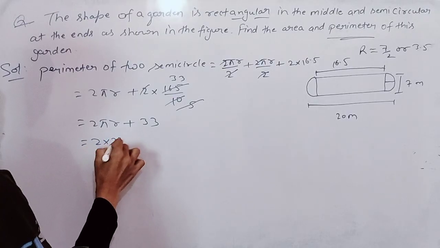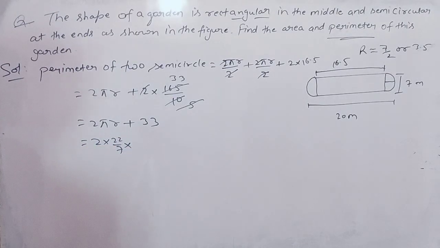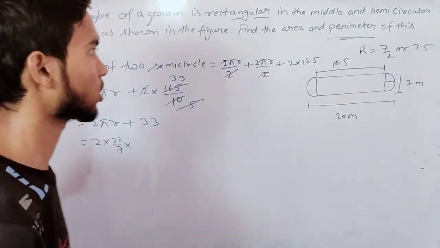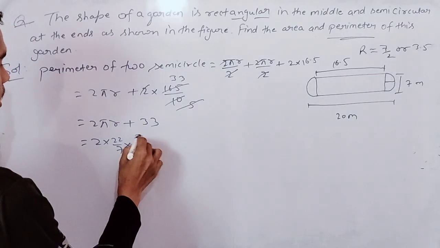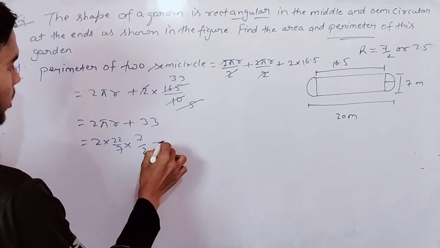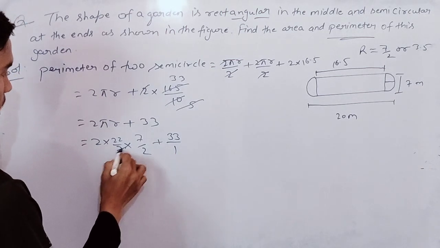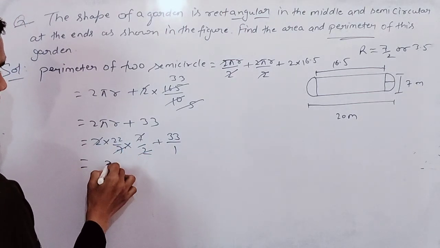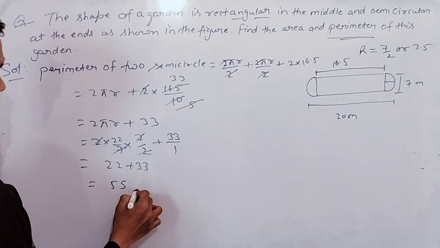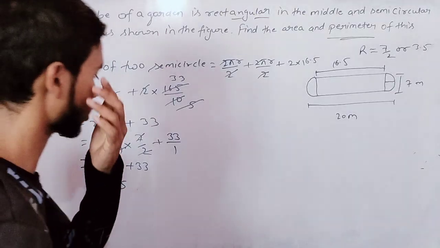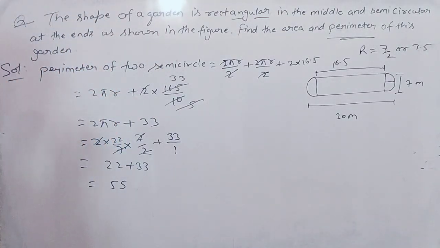2 multiple 22 upon 7. R is how much? R of this is 7 upon 2, plus 33. We have 22 plus 33, which is 55. It is the perimeter of all this. 55 centimeter.